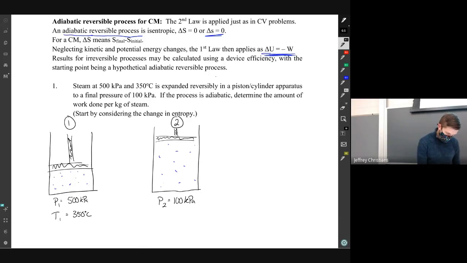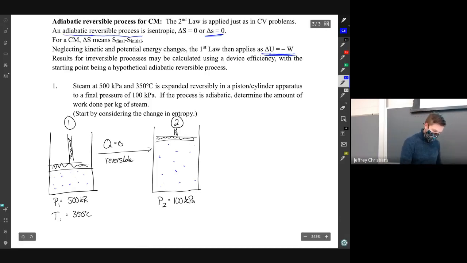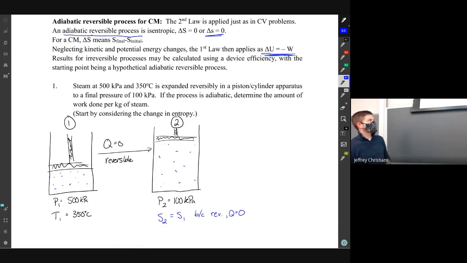Our path here is Q equals 0 and reversible. Q equals 0, reversible. That means that we know that S2 is equal to S1. So whatever S1 happens to be, we know S2 must be the same thing. Delta S is equal to 0.